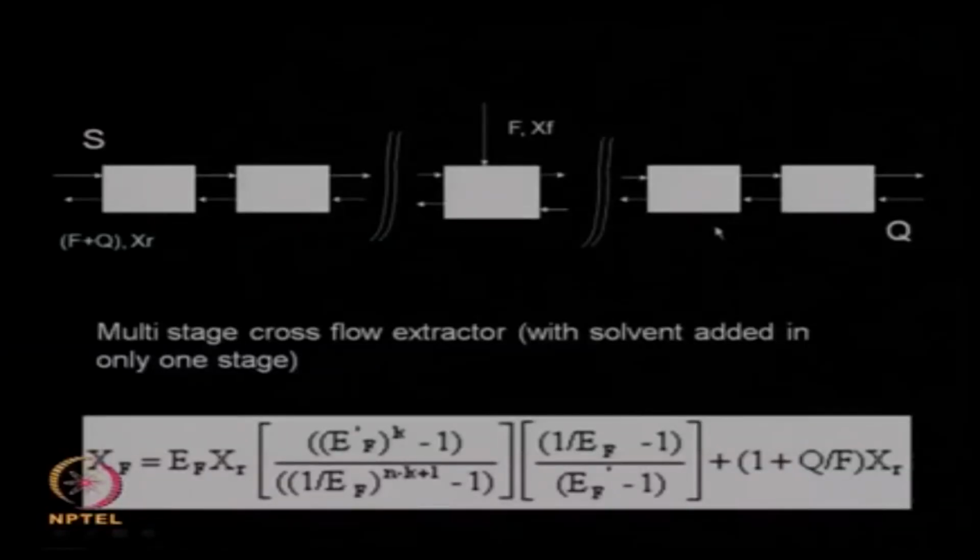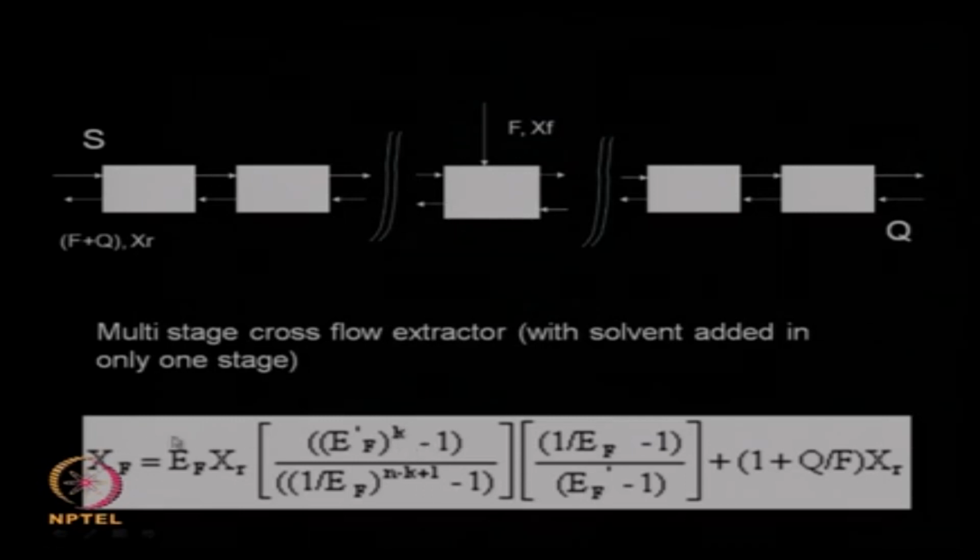In addition we can also calculate the place where I should introduce my feed, whether it should be introduced in stage 1, stage 2 or stage 3, because that is K. K tells you the kth stage at which the feed is introduced. So I can use this equation to calculate where I should introduce my feed to get the best separation. So should I be introducing in the second stage or third stage or fourth stage and so on.